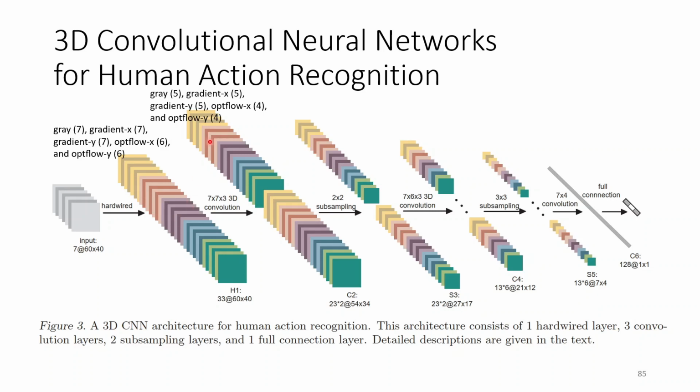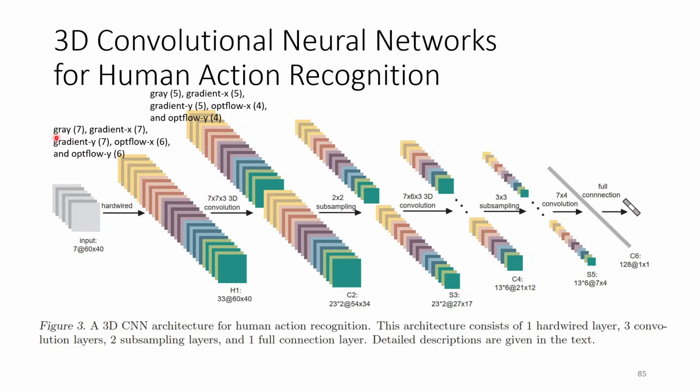Okay, then from this layer, it uses convolution. And the convolution for the 33 layers becomes 2 branches. It applies a 7 by 7 3D convolution. The 7 is height, 7 is width, and the 3 is the number of frames.